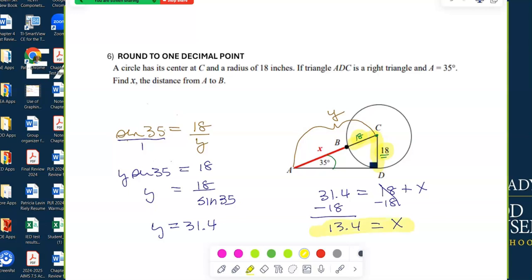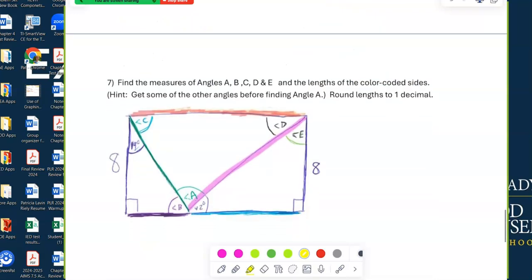So make sure you understand that. Make sure you understand how radii inside a circle work. They're all the same length. Okay? All right, so we have another one where we're finding things that are missing.